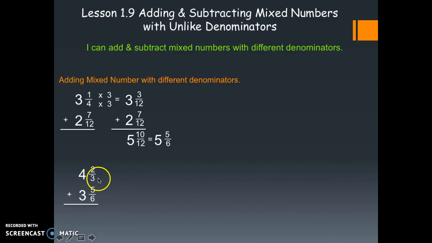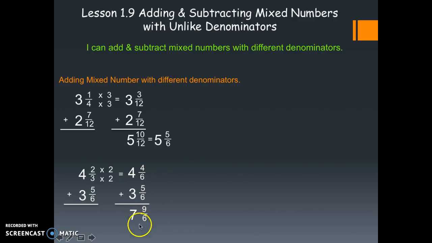We have 4 2/3 plus 3 5/6, and I'm noticing I have to find a common denominator. Will one of these work? And I'm thinking to myself, yes, 6 will work because 3 times 2 gives me 6. So then I only have to change one fraction, not both. So 3 times 2 is 6, 2 times 2 is 4. So I'm going to end up with 4 4/6. I can leave my 3 5/6 alone. I don't have to change them. And then 4 plus 5 is 9/6, and 4 plus 3 is 7.